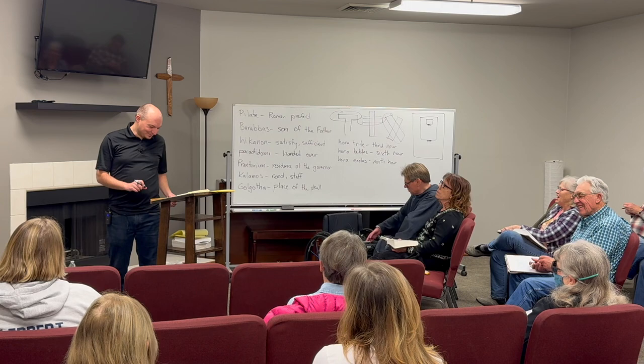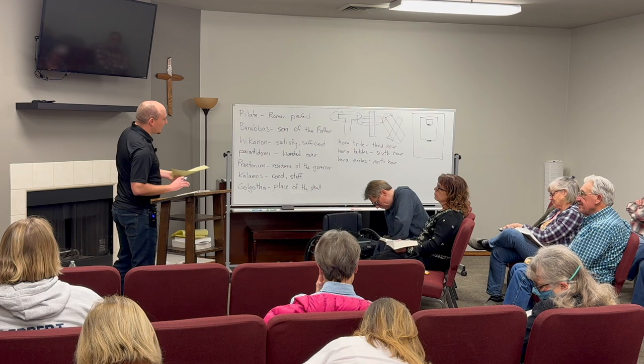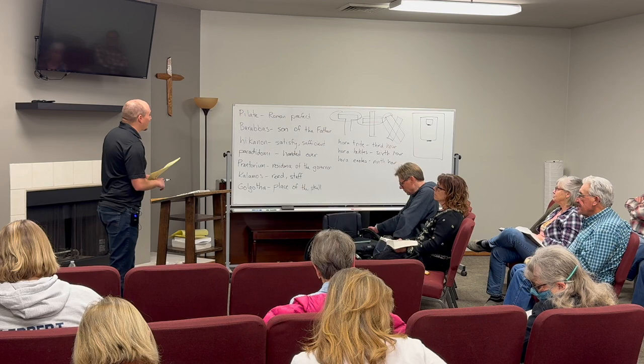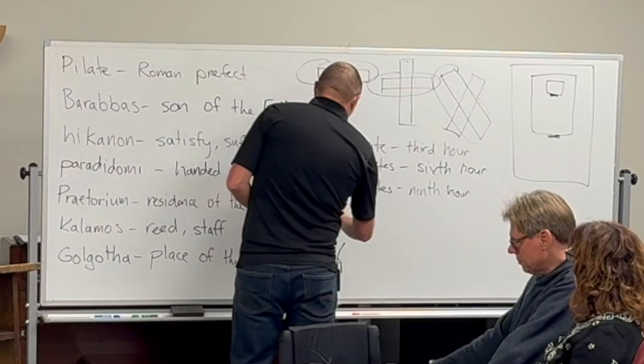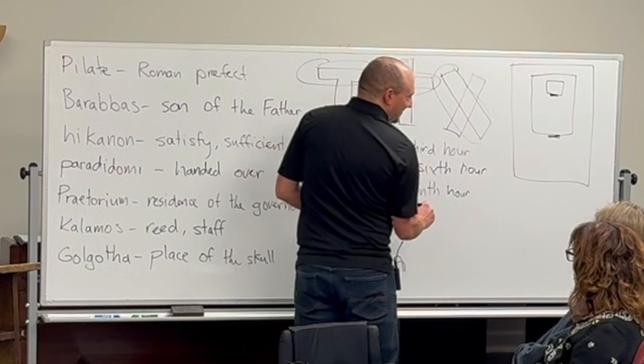So, who are these three women? It's fascinating that now he names them, and he's going to name them three times over the next few verses. There's not a lot of Mark left. Okay, so we've got Mary Magdalene. The Greek for Mary is Maria. And Maria actually means rebellious.